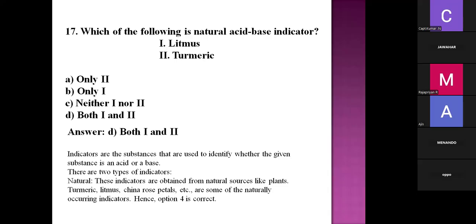They are observed. Acids turn blue litmus red. Bases do not change the color of blue litmus. Acids do not change the color of red litmus. Bases turn litmus blue.